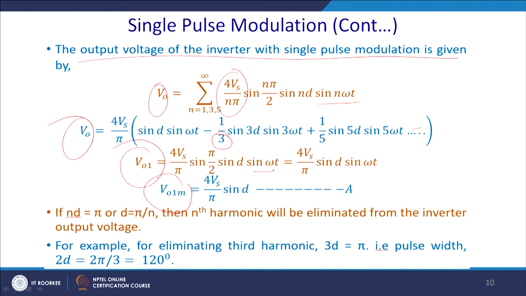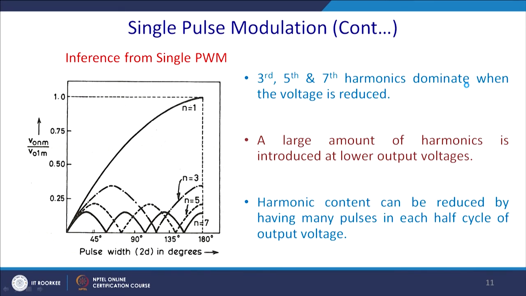Essentially what you get is the magnitude of this fundamental, that is 4Vs by pi. So, depending on sin d, the magnitude of Vm is going to vary. So, if nd equals pi, that is d equals pi by n, then the nth harmonic will be eliminated from the inverter. This is a simple logic. For example, for eliminating the third harmonic, 3d equals pi, that means the pulse width will be 120 degrees. So, you have to shift like this. This duration is 30, this is 30, 30, 60, and thus 2d equals 120 degrees, and you can see that the third harmonic will be eliminated. By this method you can only eliminate one harmonic from the system. So, this is the case.